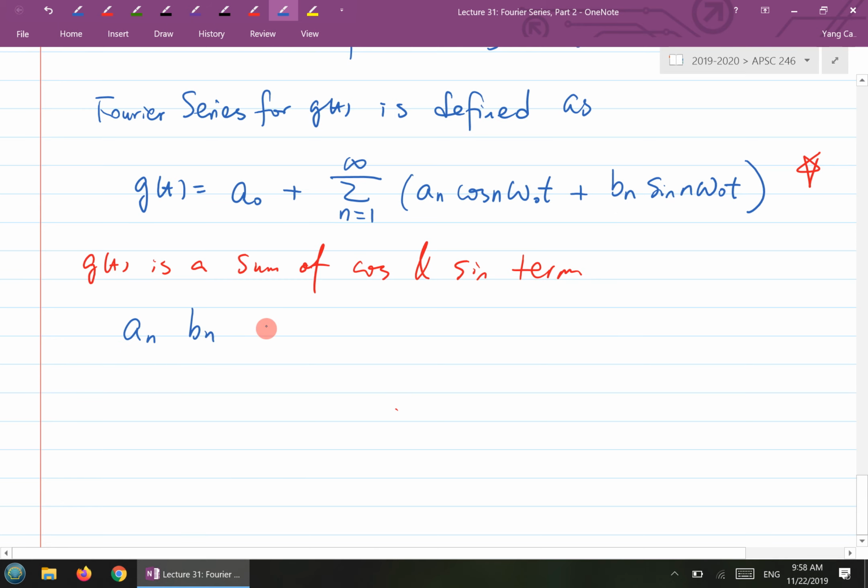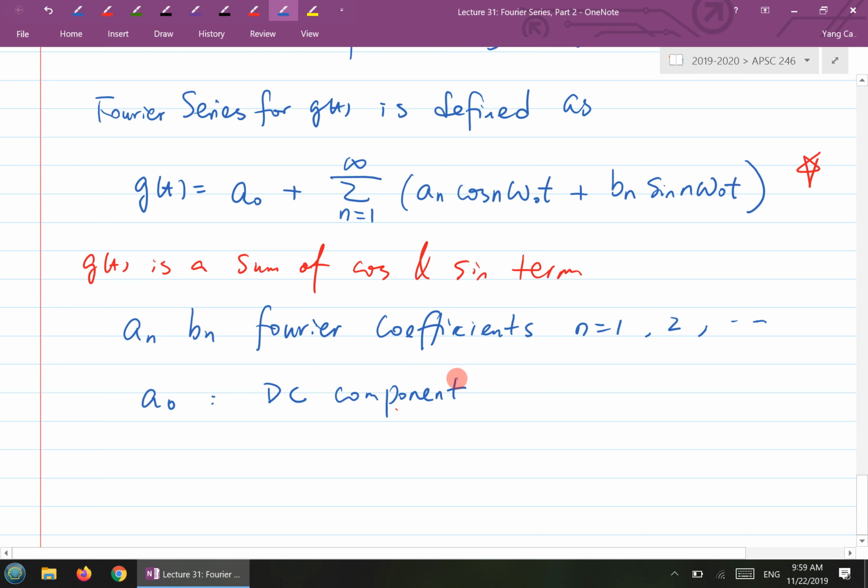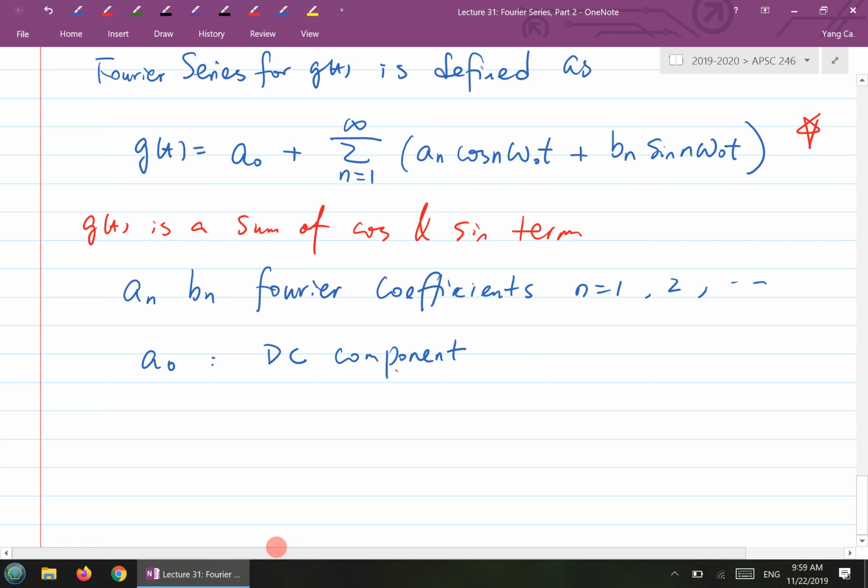So a n and b n, we call the Fourier coefficients, for n equal to 1, 2, up to infinity. And this a naught, we call the DC component. Sometimes we consider a naught as the average value. And the summation sign, the whole sum term, we call the AC component.